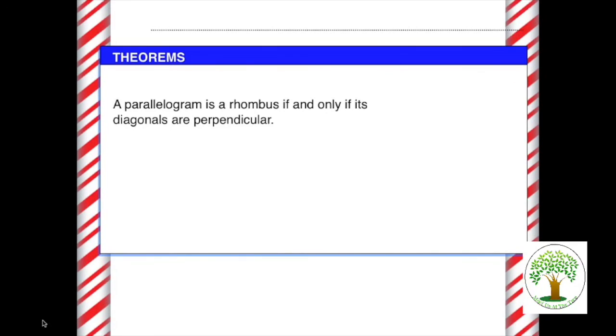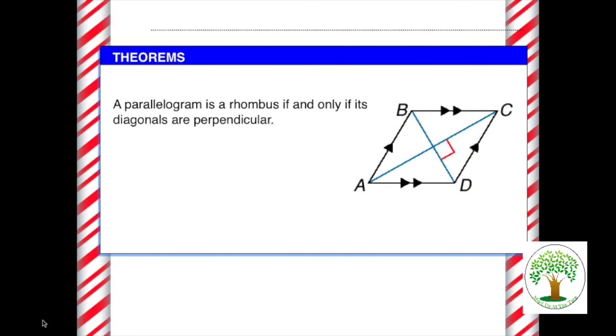You have a theorem already in your postulate book, possibly, and this is the one you needed to draw a picture for that we were going to compare. So if you want to look at that now, it says a parallelogram is a rhombus if and only if its diagonals are perpendicular. So right here I have a rhombus.